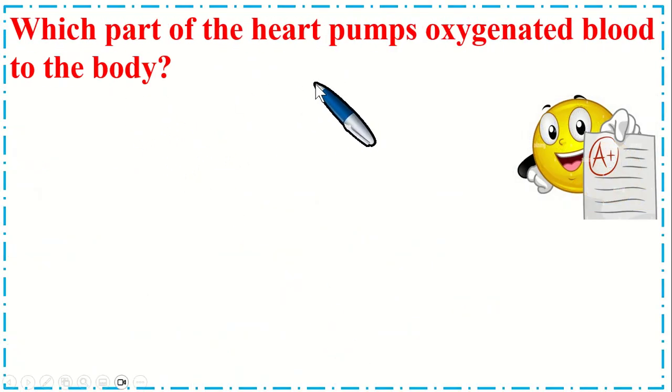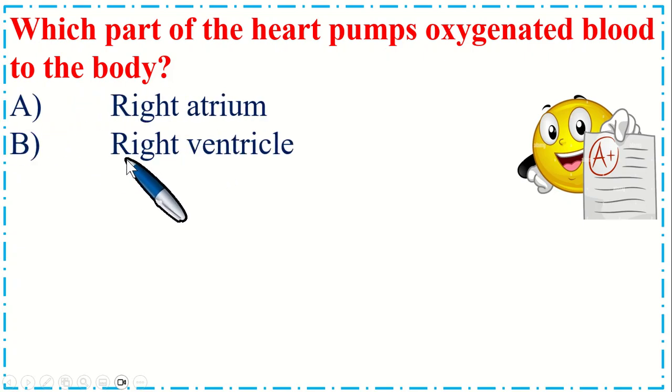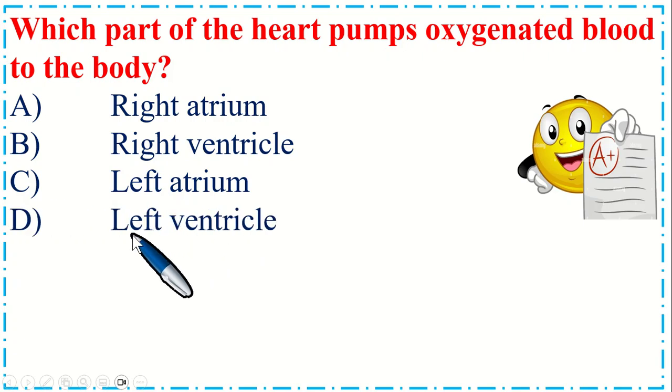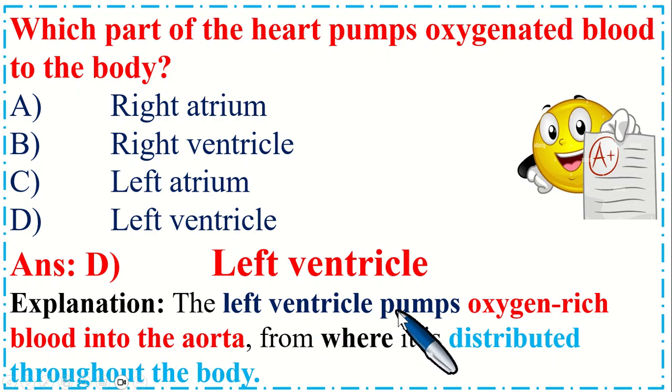Which part of the heart pumps oxygenated blood to the body? Option A, right atrium, B, right ventricle, C, left atrium, and option D, left ventricle. So the correct option is D, left ventricle. The left ventricle pumps oxygen-rich blood into the aorta, from where it is distributed throughout the body.